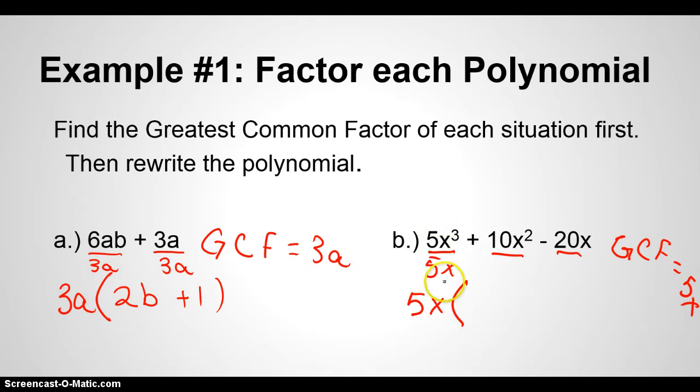5x cubed divided by 5x is going to give me x squared, plus 10x squared divided by 5x is going to give me 2x, minus 20x divided by 5x is going to give me 4. So my final answer here, my greatest common factor outside the parentheses, 5x. We divide each term by the greatest common factor, so inside the parentheses we get x squared plus 2x minus 4.